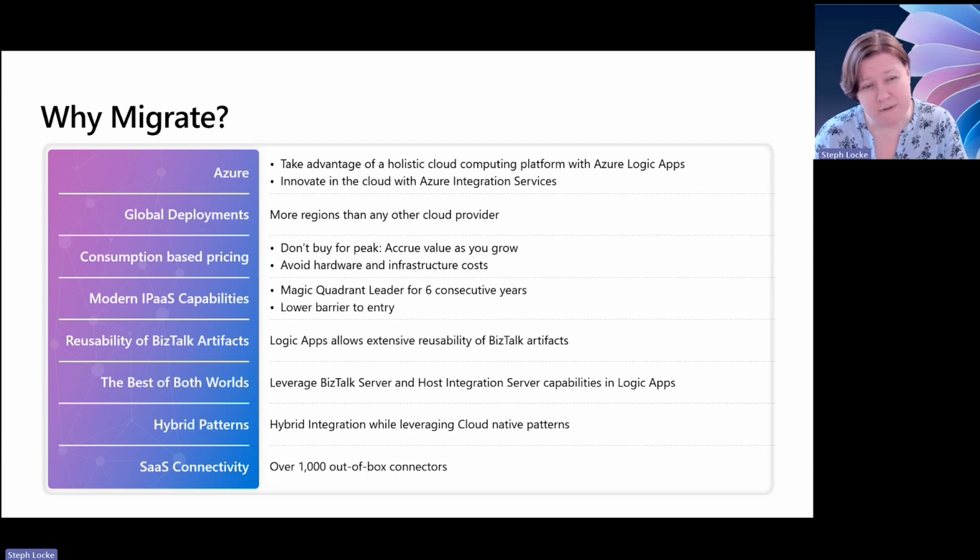You'll be able to pay for just what you use. You'll be able to use some of the latest and greatest capabilities, be able to move some of your assets with minimal effort, and be able to connect to lots of those great best of breed applications that you might be currently struggling to integrate with. So there's a lot of great value that you're going to be able to get in taking these steps.